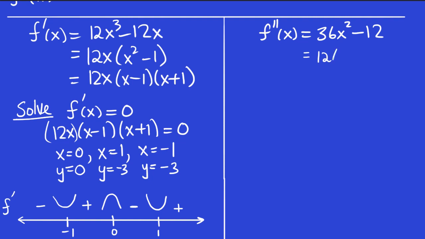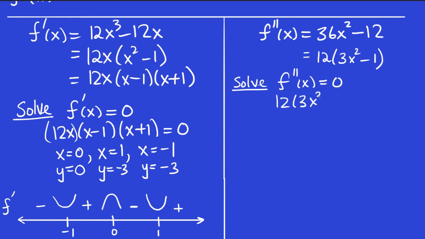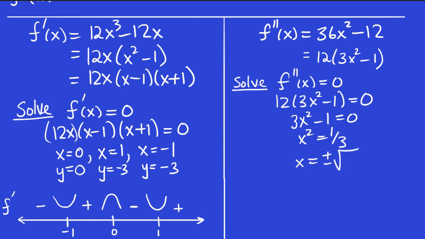I can pull out a 12 here, I guess. 3x squared minus 1. Let's solve that equal to 0. So 12 times 3x squared minus 1 is 0. That means 3x squared minus 1 is 0. So x squared is 1/3. So x is plus or minus the root of 1 over 3, which is the same thing as plus or minus 1 over root 3. And if we rationalize that by multiplying top and bottom by root 3, we get plus or minus root 3 over 3.